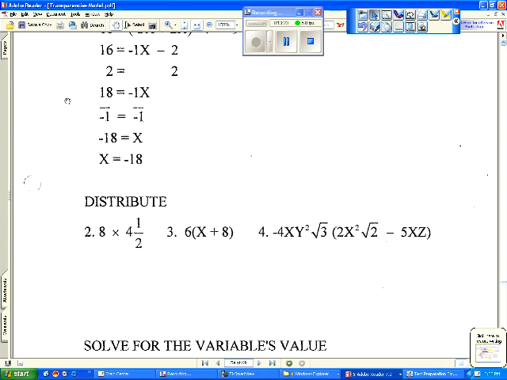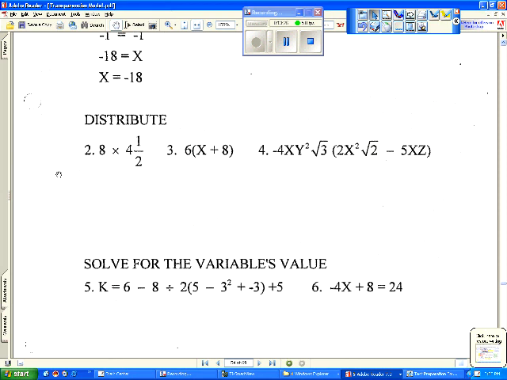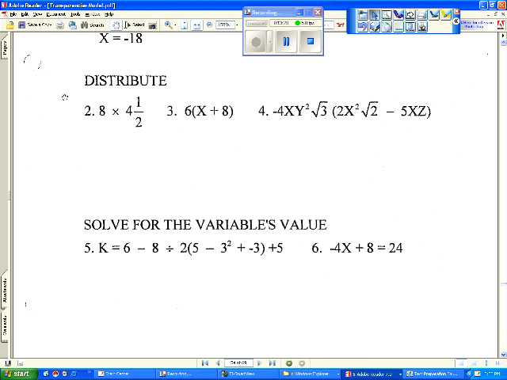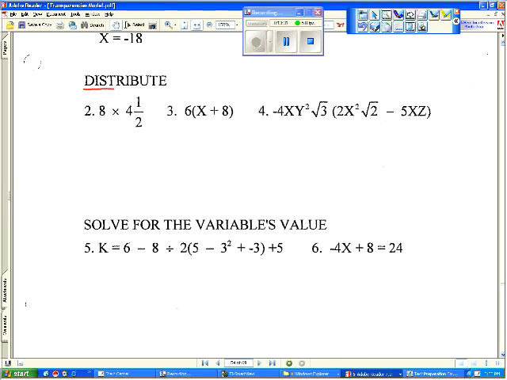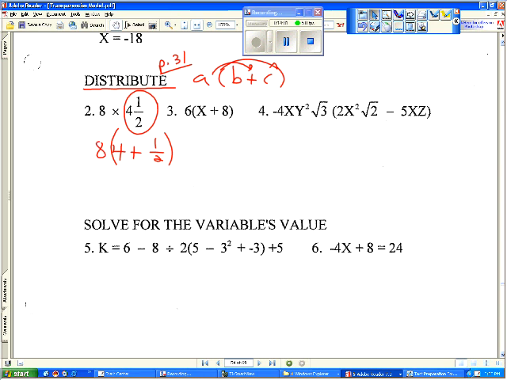All right. Numbers 2, 3, and 4. Number 2, it says distribute. Since it says distribute, then we need to see parentheses, because distributive property looks like this on page 31 of your student edition. A times B plus C, and we're distributing through there. So we want to rewrite the 4 1/2 as 4 plus 1/2 and distribute the 8 through the parentheses.